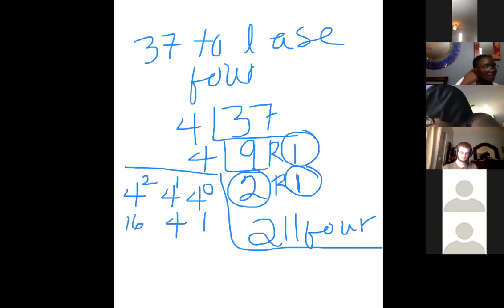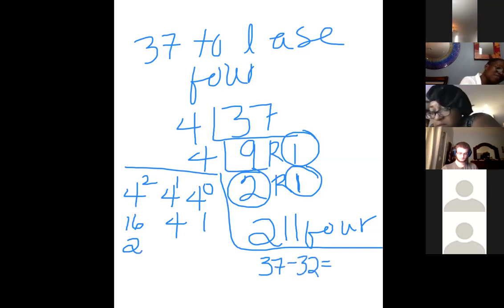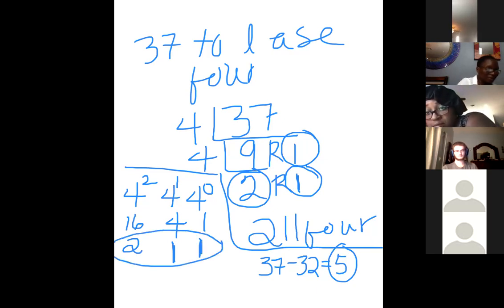So to create the number 37, we need 2 16s. 2 times 16 is what, guys? 32. So if we take 37, we minus 32. That leaves us with a total of 5. Now, if we want to create the number 5 right here, we're using a 4 and a 1. What do we need to create the number 5 using 4 and 1? We just need one 4 and a 1 to create the number. So there you go.